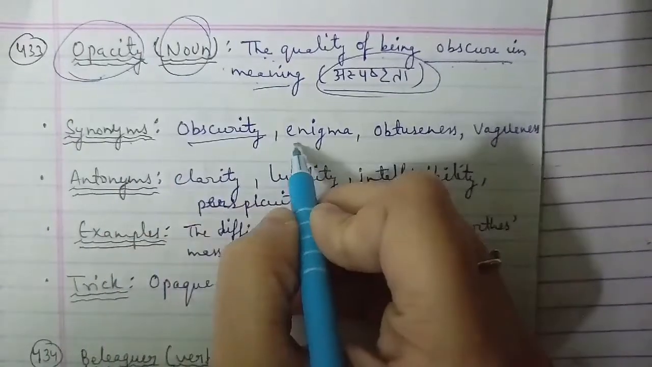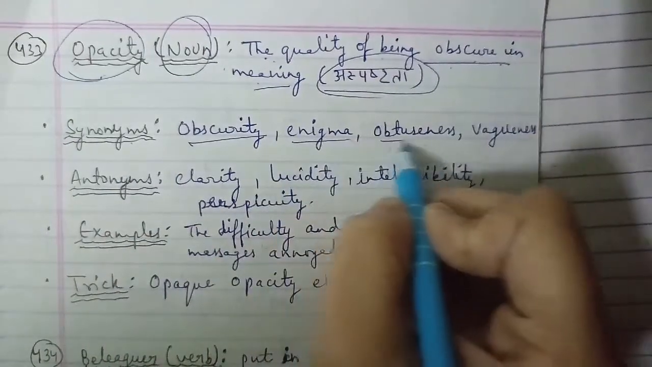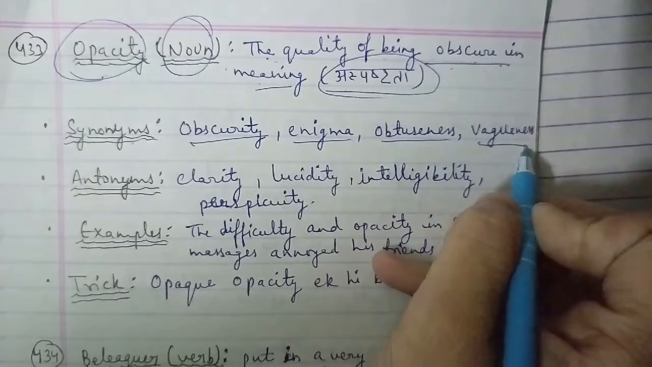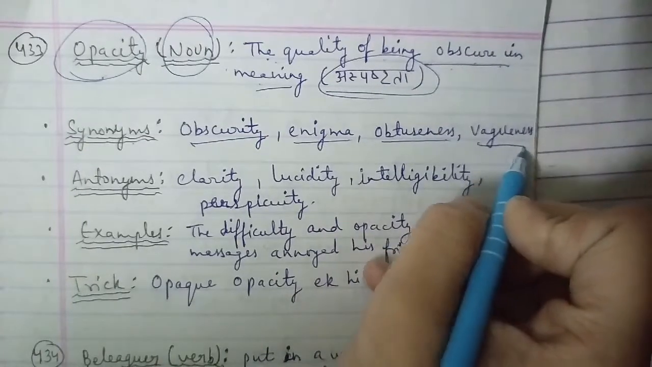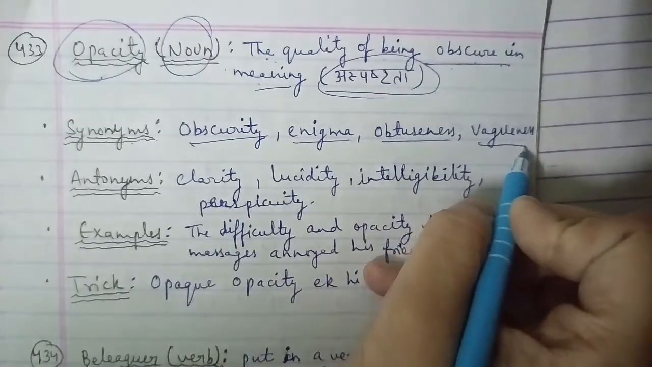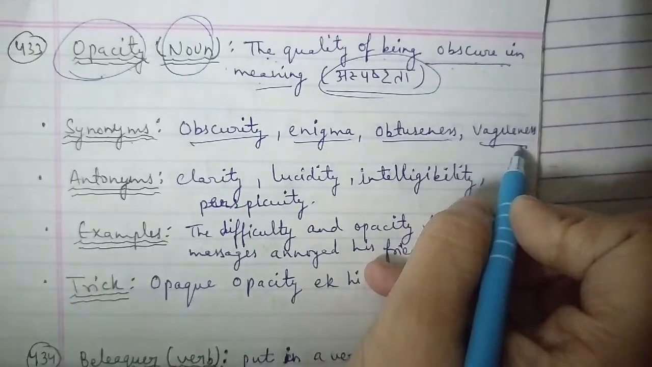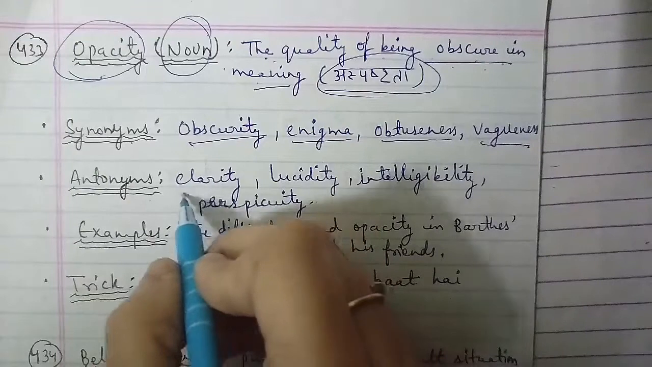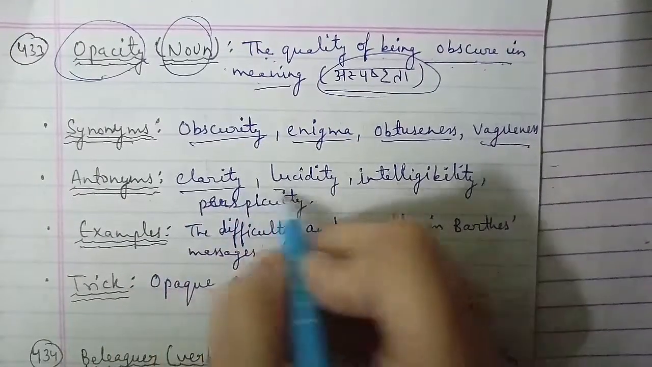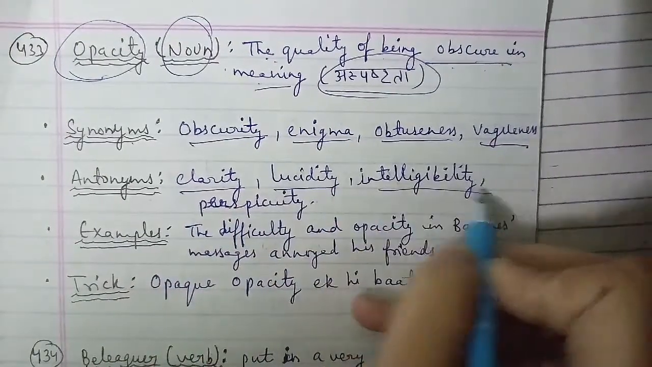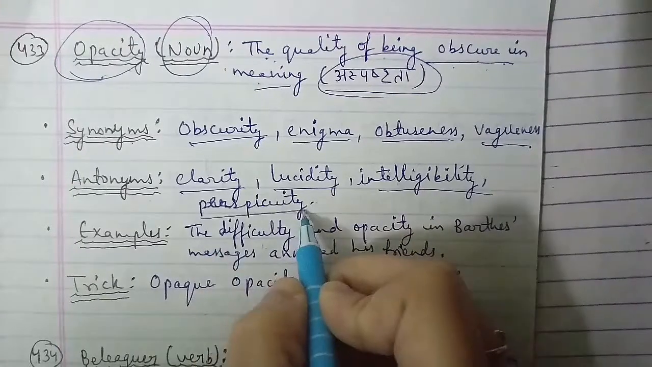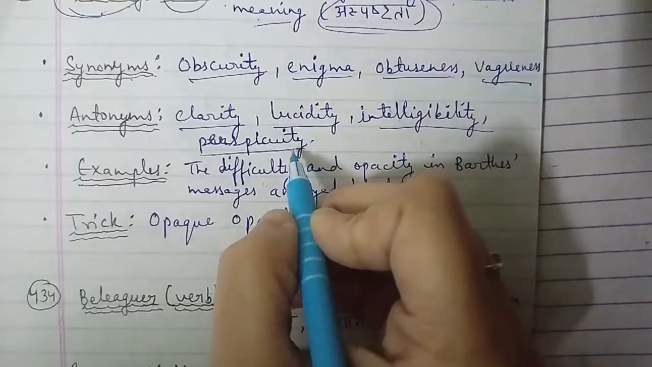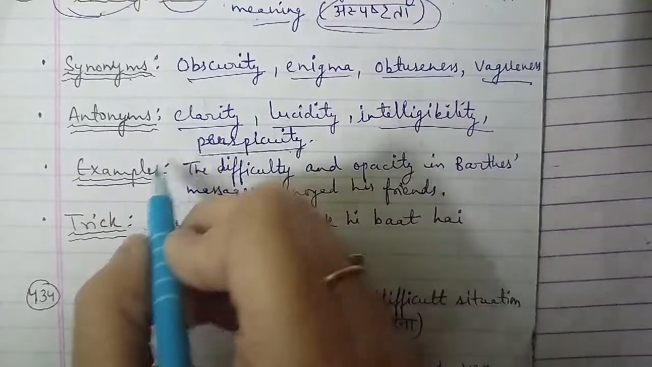Now talking about the 434th word, that is belligerent. Belligerent is a word that is used as verb here, and the meaning of belligerent is put in a very different situation, जिसे कहते हैं belligerent होना. Belligerent is used as verb, and the meaning is put in a very different situation. एक different situation में put करना, जिसे हम कहते हैं सताना या परेशान करना.